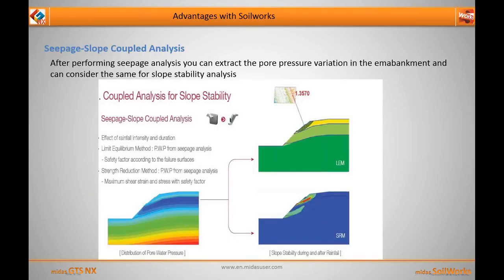Now the third advantage is you can consider the seepage slope coupled analysis. As I was discussing, after performing the seepage analysis, you can extract the pore pressure variation in the embankment and consider the same for the slope stability analysis, both using LEM and SRM. For this you need two modules of SolveWorks, that is the seepage and slope modules.